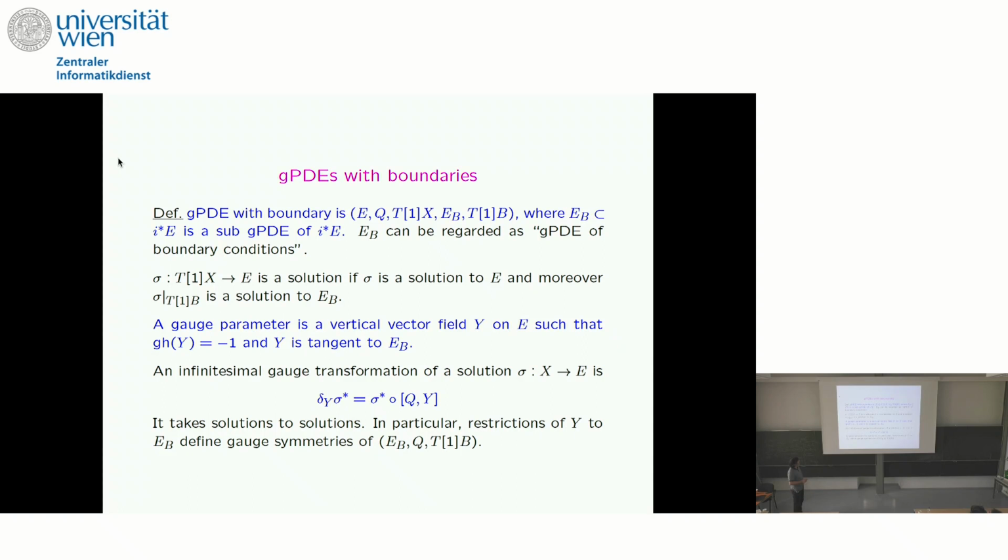So it's just a sum of a GPD on a manifold with boundary plus this GPD of boundary conditions, EB, which we just discussed. But there is a certain modification, completely natural, there is nothing deep here. There is a natural modification of the concept of solution and of gauge transformation. So a solution, of course, should become a solution of the boundary condition on the boundary. And a gauge parameter should also be compatible with the boundary. So it should be tangent to this boundary equation. And then, indeed, you can check that the same formula gives you gauge transformations which preserve solutions with boundary conditions taken into account.